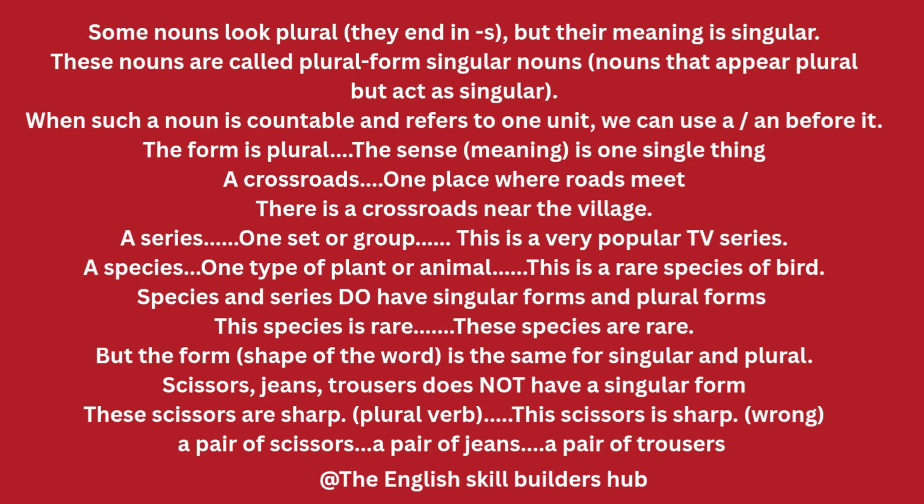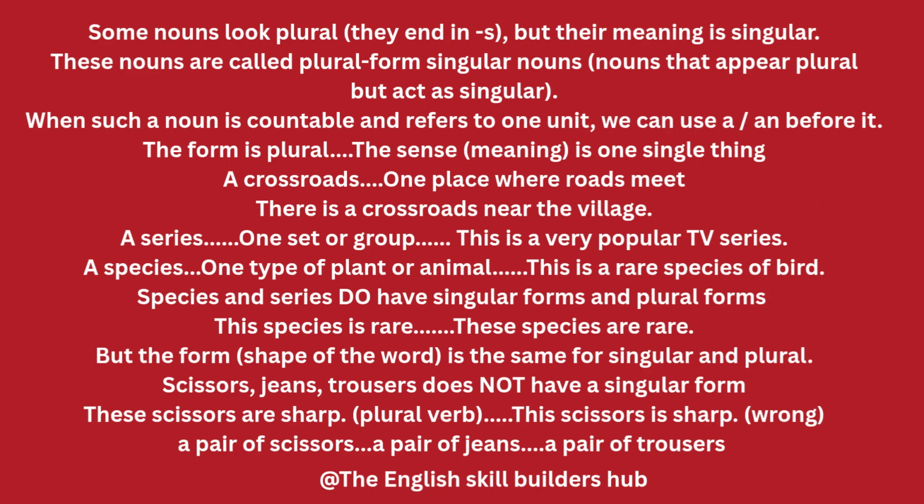Some nouns look plural but their meaning is singular. These nouns are called plural form singular nouns. Nouns that appear plural but act as singular. When such a noun is countable and refers to one unit, we can use a or an before it. The form is plural, the sense is one single thing. Example, a crossroads, one place where roads meet. There is a crossroads near the village. A series, one set or one group. This is a very popular TV series. A species, one type of plant or animal. This is a rare species of bird.